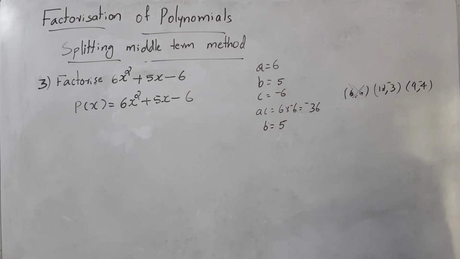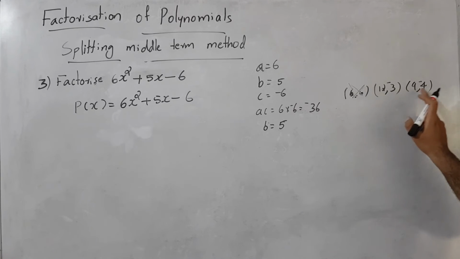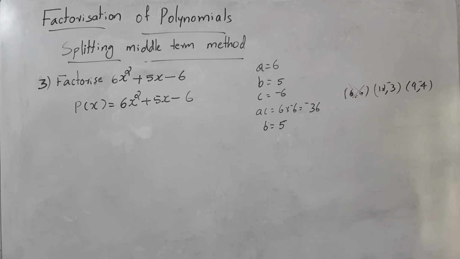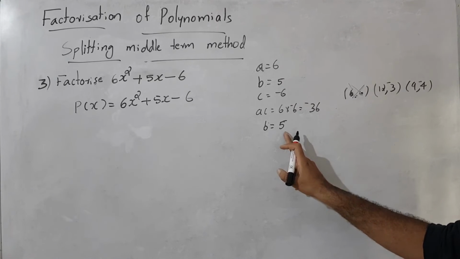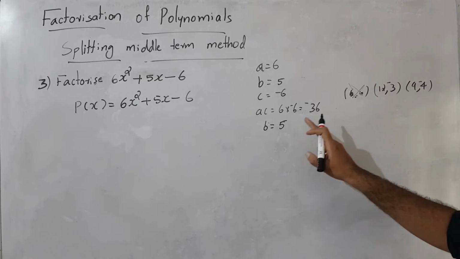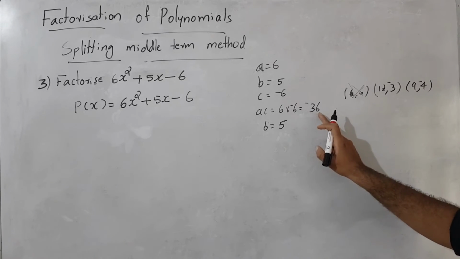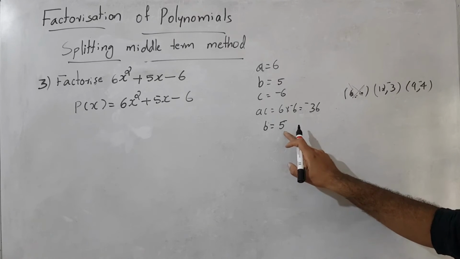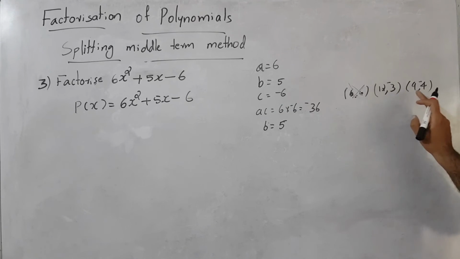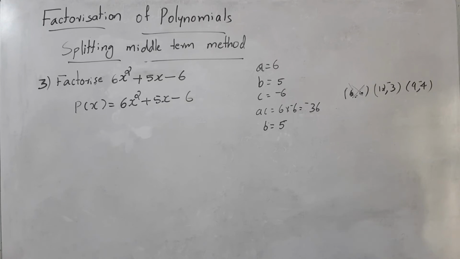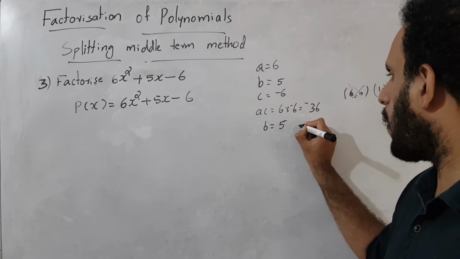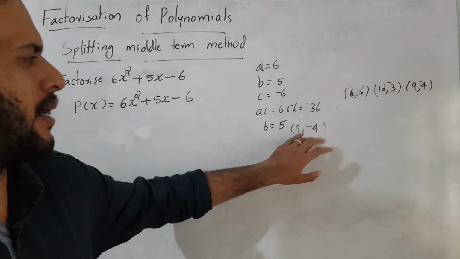Then we check: what is 12 plus minus 3? 12 plus minus 3 is equal to 9. Correct? Not 5. Then 9 plus minus 4. What is 9 plus minus 4? 9 minus 4 is equal to 5. So who satisfies these two conditions, the product is minus 36 and the sum is 5? Only the pair 9 and minus 4 satisfies the condition. So we choose the pair 9 and minus 4.